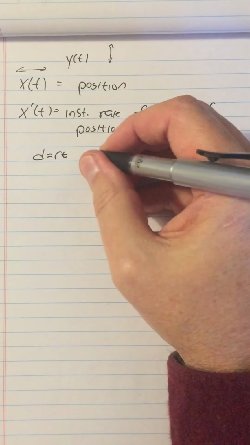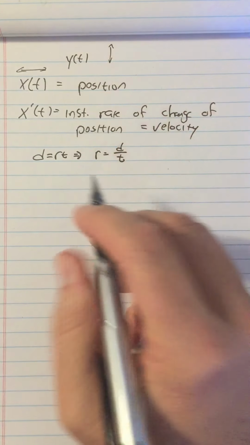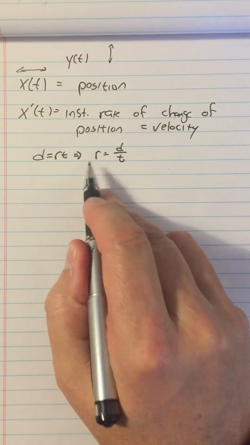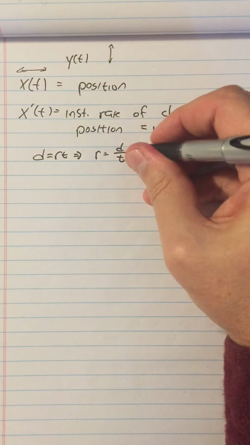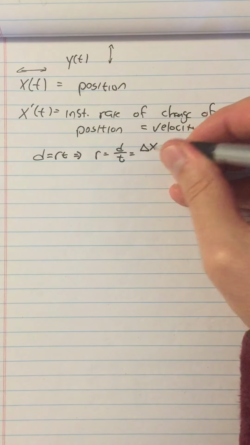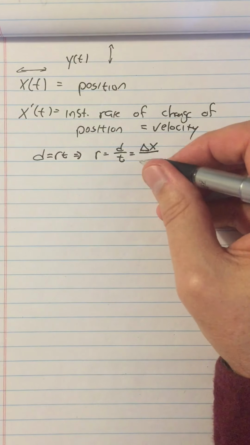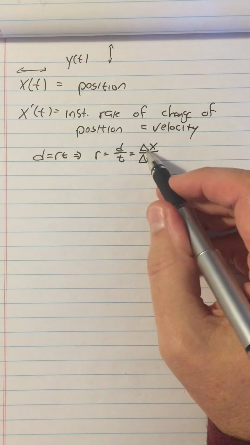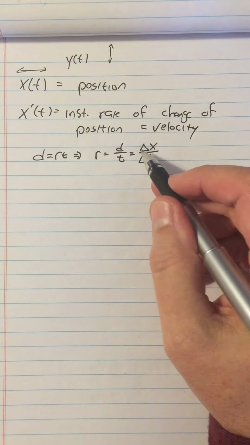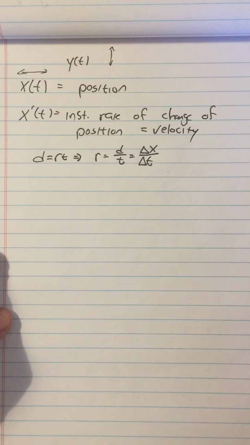Because distance equals rate times time, it follows that rate is distance divided by time. Then we can broaden this out and say distance means a change in position, right? And by time, we really mean an interval of time, so it means a change in time. So it's really x2 minus x1, or x final minus x initial, sometimes x zero in physics, and then t minus t zero.